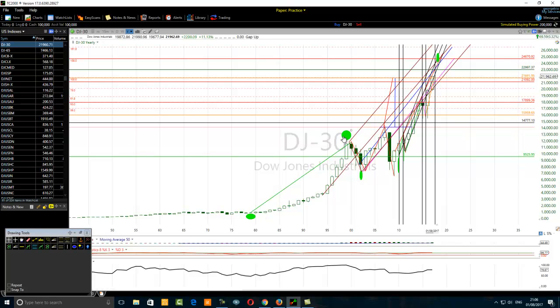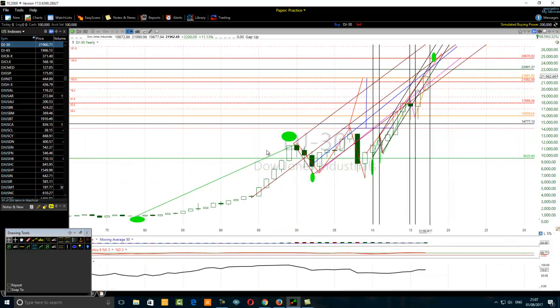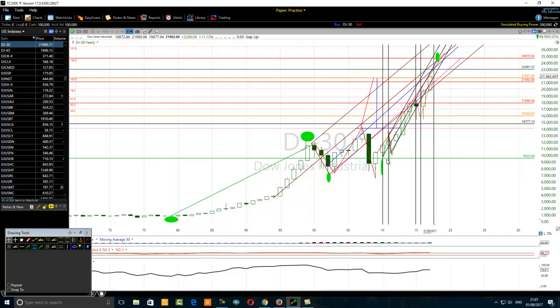So first wave of a higher degree, second wave of a higher degree being a flat correction, 1, 2, 3, that's the flat correction completed, second wave. We are now in the third wave of a higher degree. Is it a third wave of a higher degree? That's the question. So how do we know that it's truly a third wave of a higher degree instead of a gigantic, a bigger, flat correction developing here?